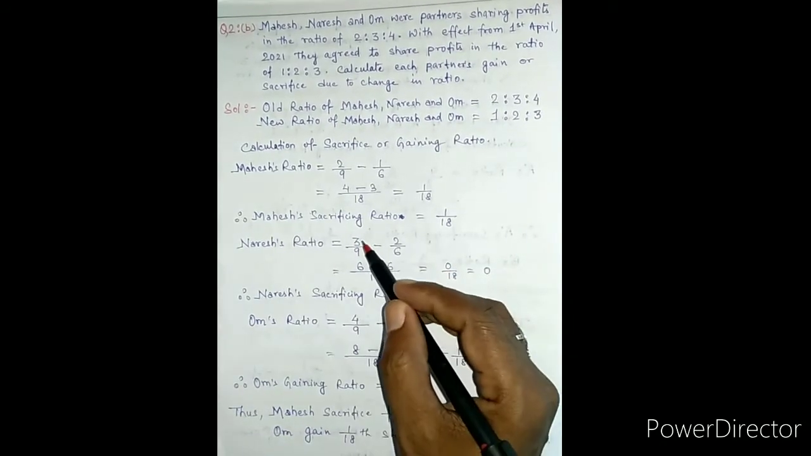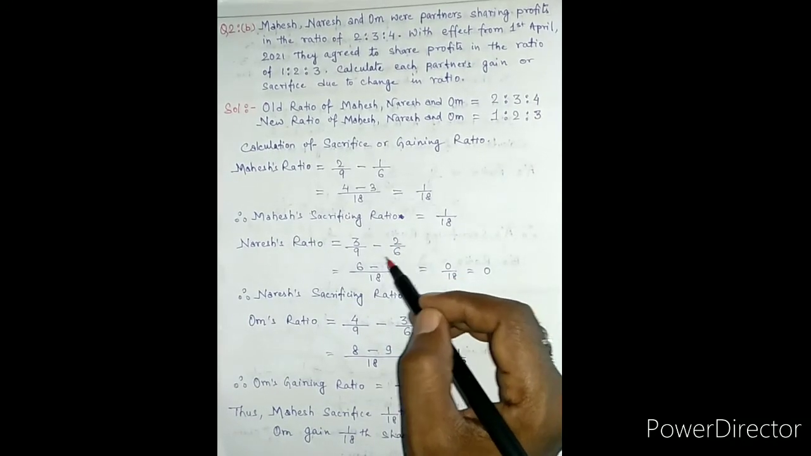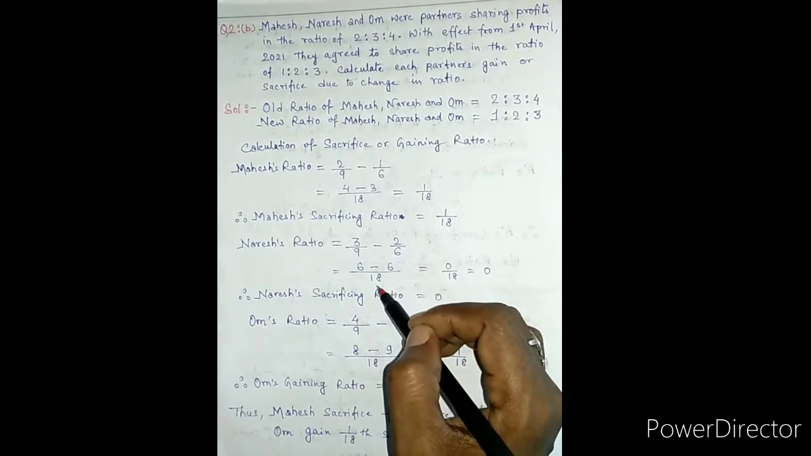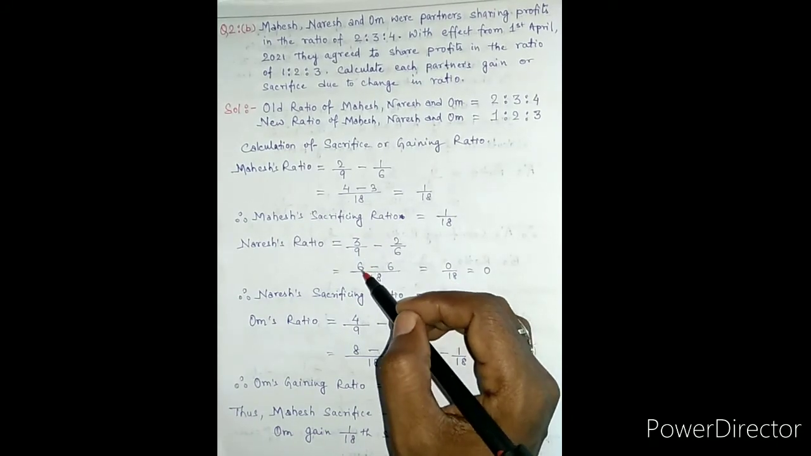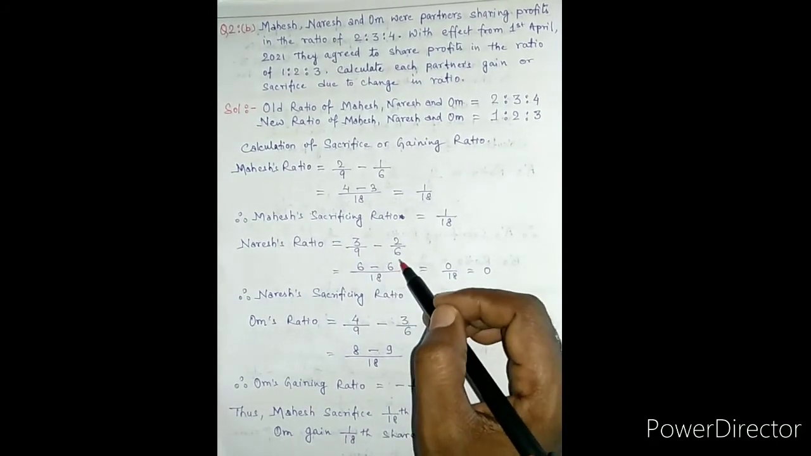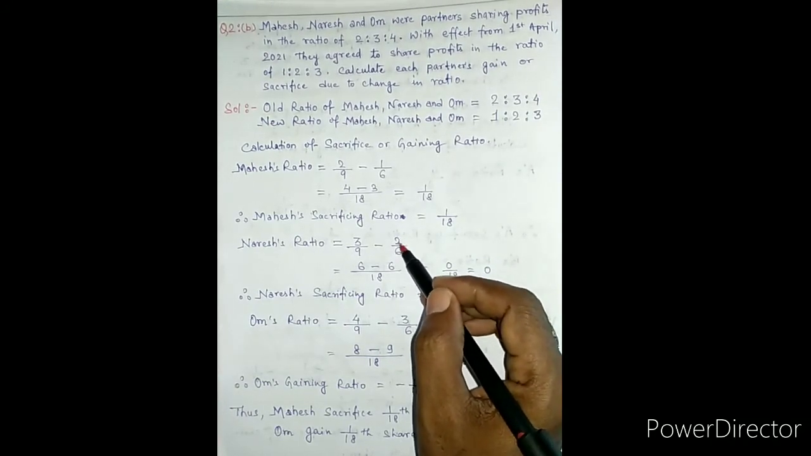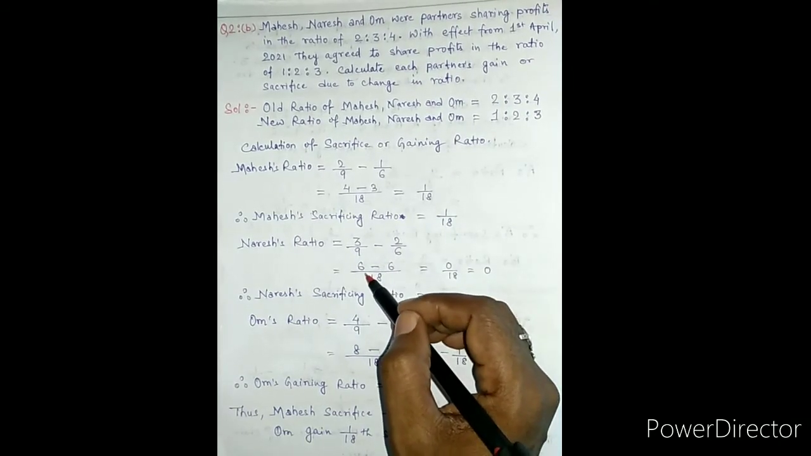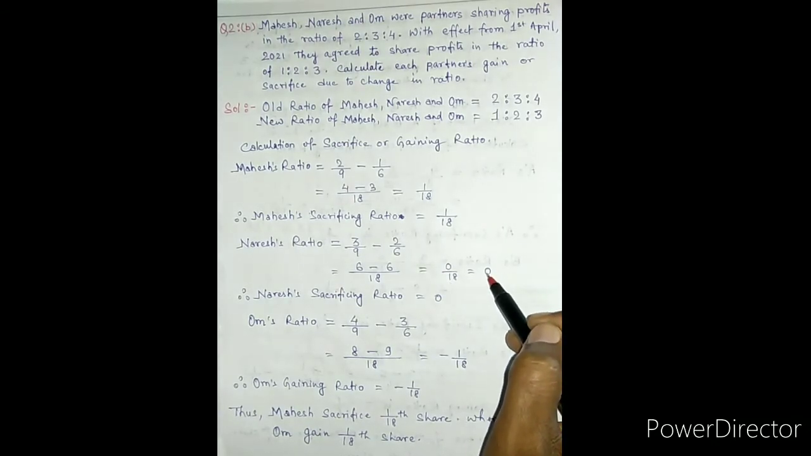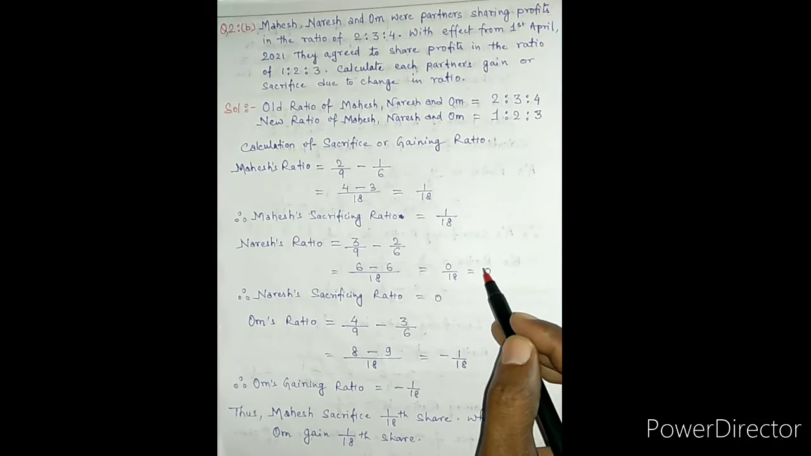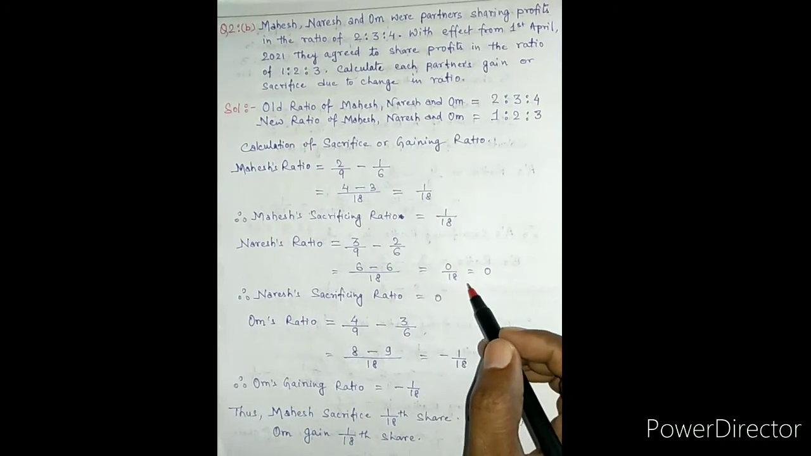Now Naresh's ratio: this one is the old ratio 3 by 9, and subtract the new ratio 2 by 6. Take out the LCM of 9 and 6, we get 18. Divide 18 by 9, we get 2. 2 multiplied with 3, we get 6. Again divide 18 by 6, we get 3. 3 multiplied with 2, we get 6. Now subtract 6 from 6, we get 0. That is 0 by 18, which means 0. So here Naresh is getting 0. It means that Naresh is neither sacrificing nor gaining.